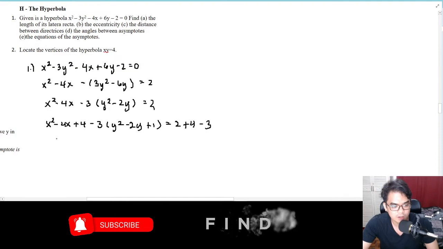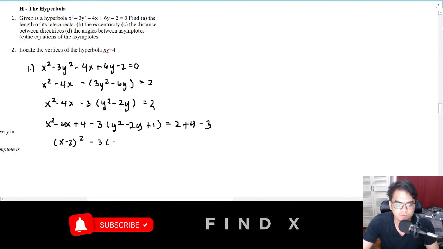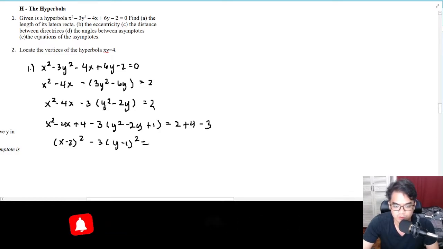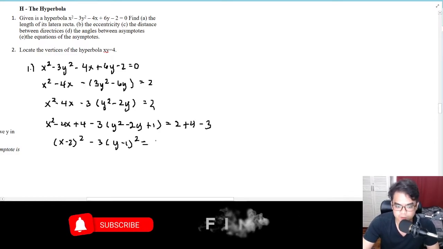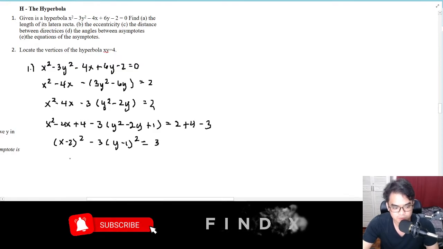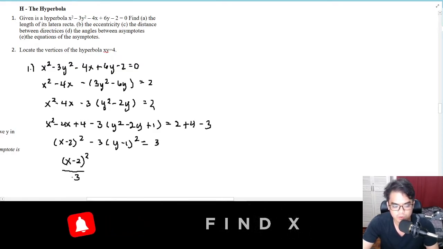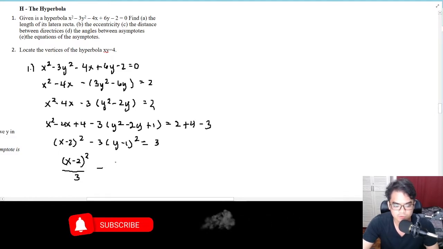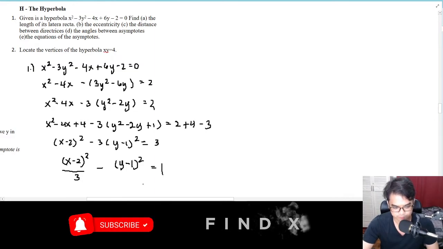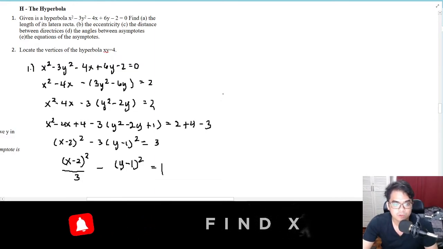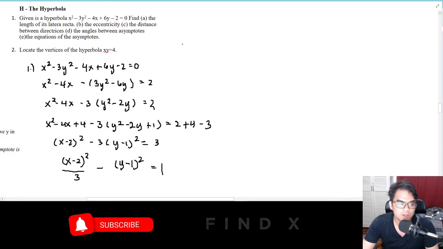Okay, so you'll have here (x − 2)² minus 3 times (y − 1)², and this will become 3. So divide all by 3. So you'll have (x − 2)² over 3 minus (y − 1)² all equal to 1. Okay, so we can now compute for the latera recta.